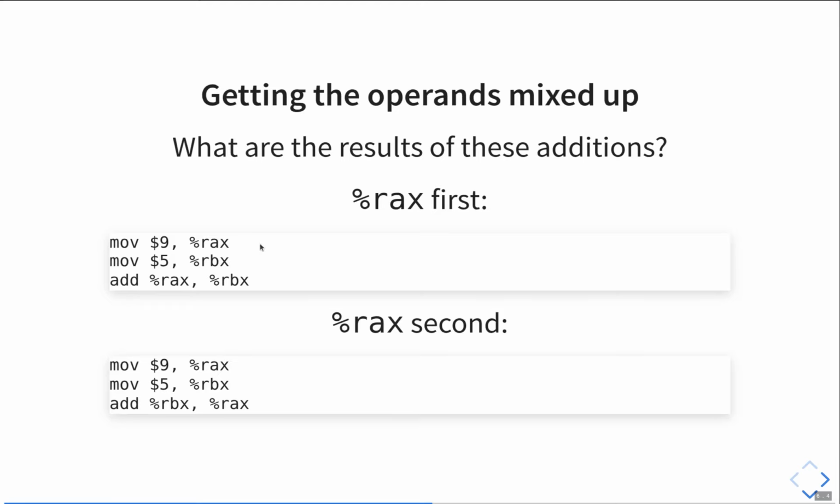So quick quiz, just to test your knowledge of how this actually works. What are the results of these additions? Well, for this one, RAX plus RBX, we would say RBX equals RBX plus RAX. So the RBX register would be equal to 14. And if we're looking at the value of RAX, then it would just be 9 because we're not storing anything in the RAX register here. And then in this case, where the RAX is the second value, the value in the RAX register after this addition, RAX equals RAX plus RBX, would be 14 as well.